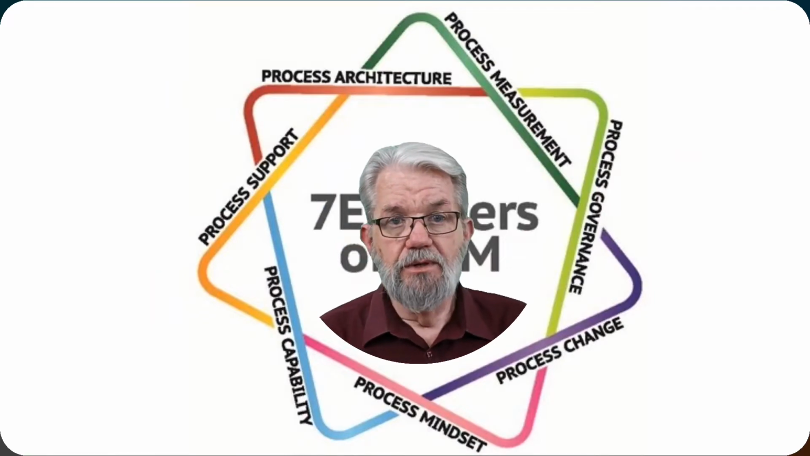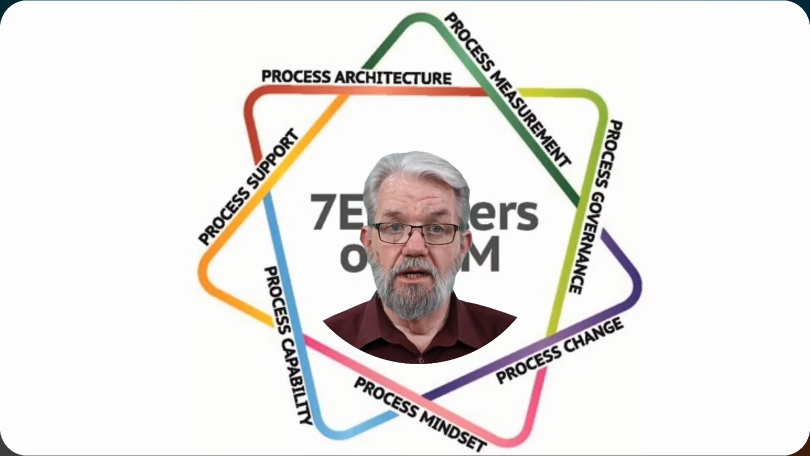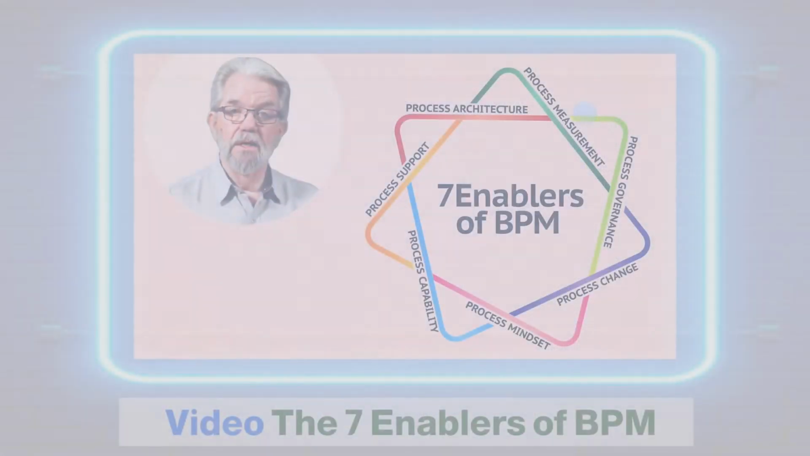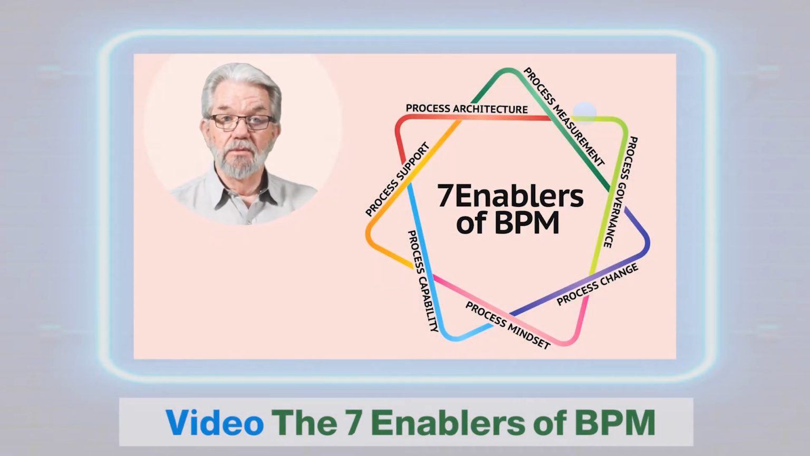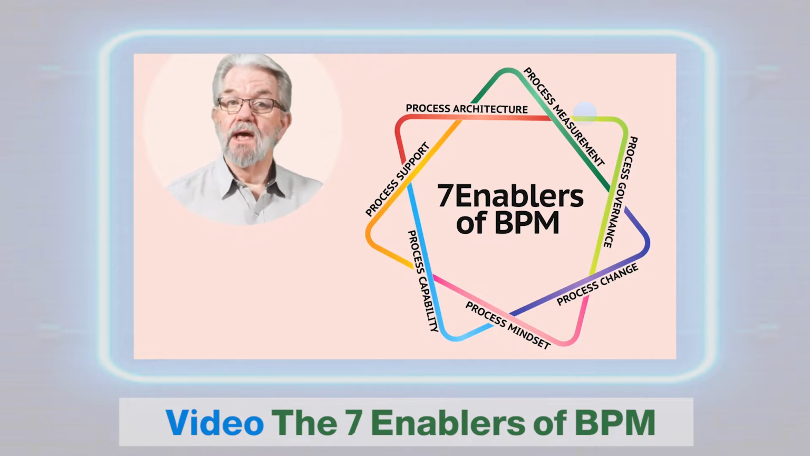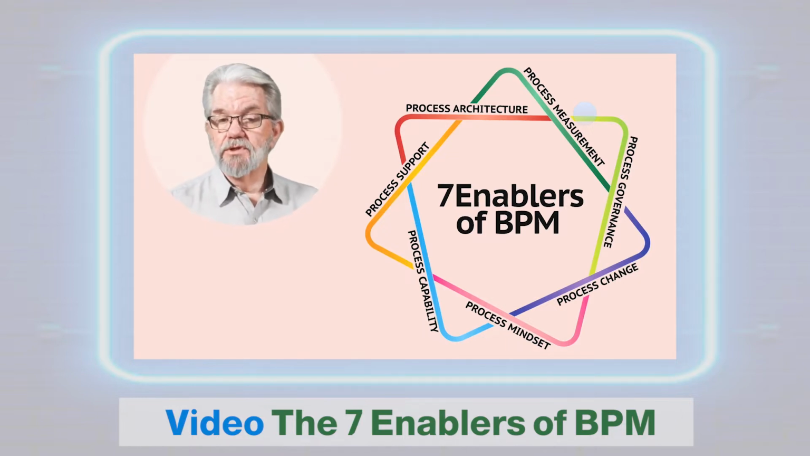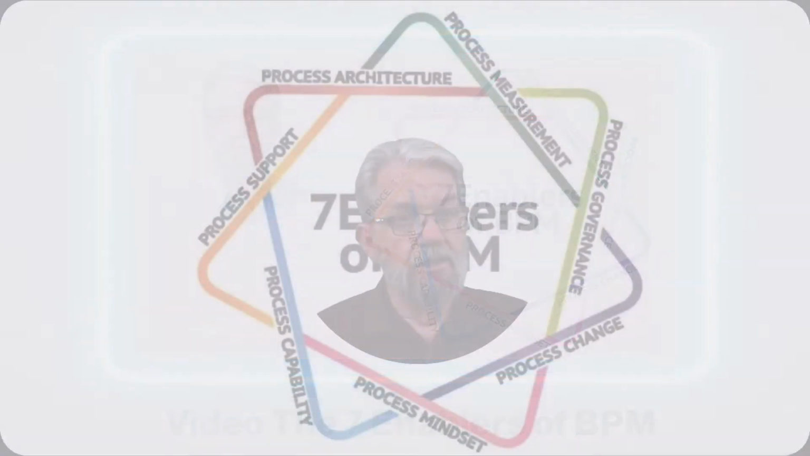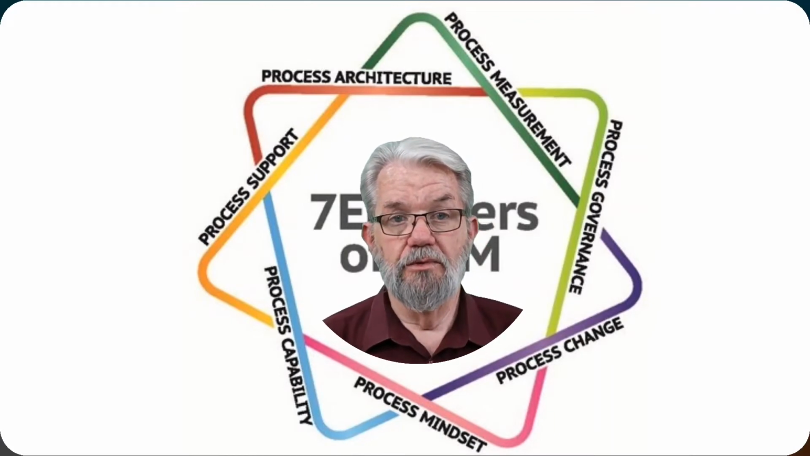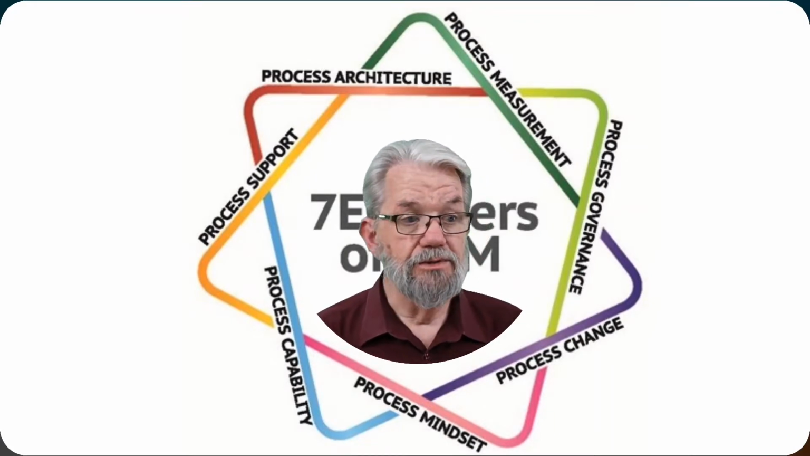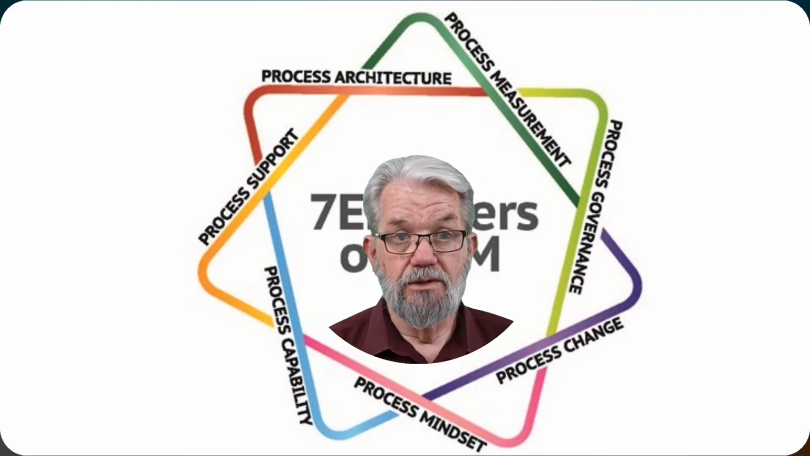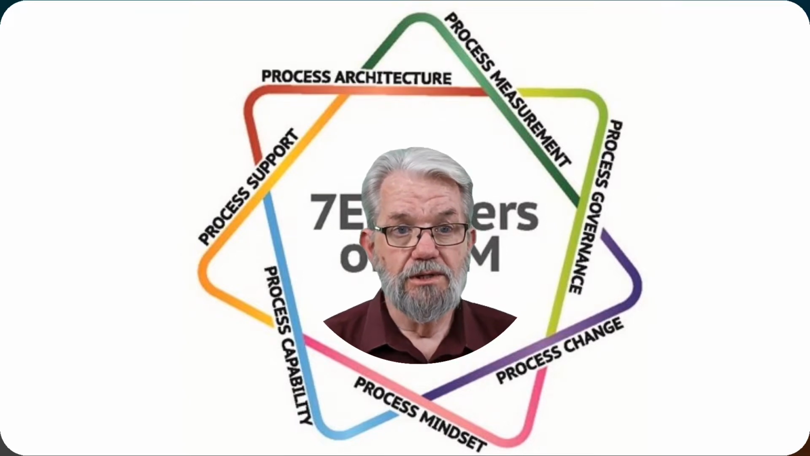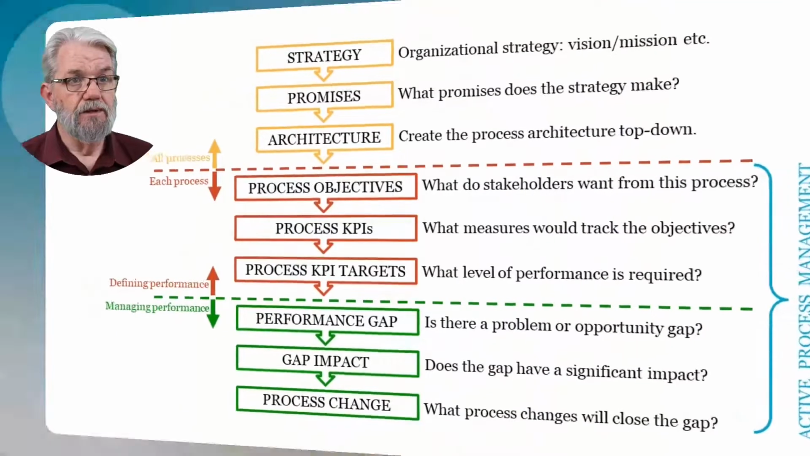The 7 enablers enable the circles to turn, in another video on this. The second enabler, up the top there, is process measurement, and that's where we're defining process KPIs in enabler terms. And of course, the consequences of that, the measurement of performance, has a big impact in process governance and in process change. So again, process KPIs are fundamentally important here in the 7 enablers.